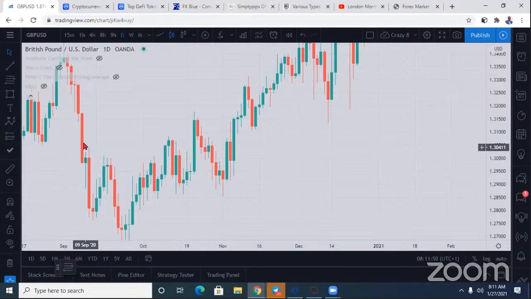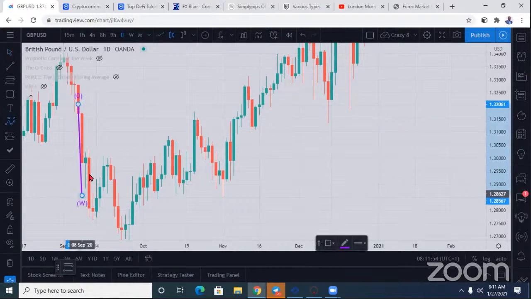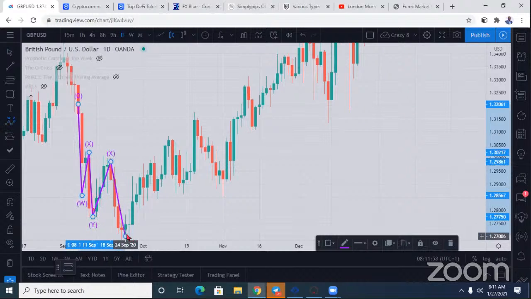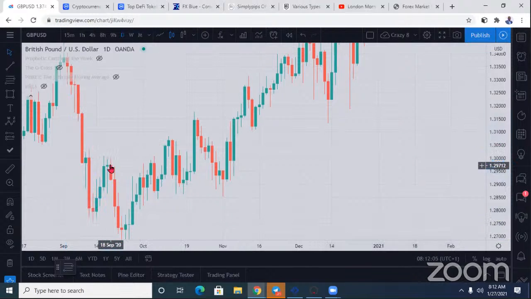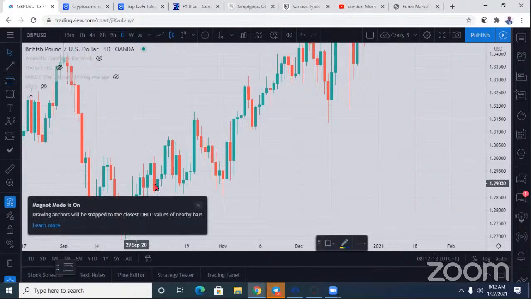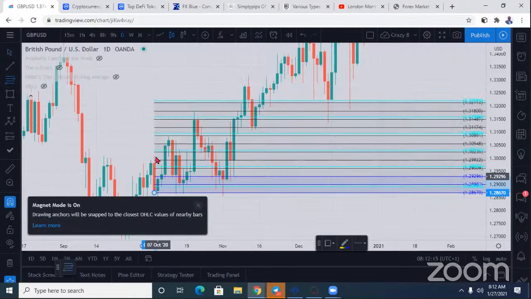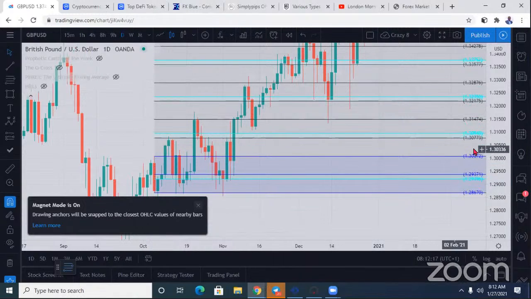Maybe I should do this. We had something like this. Then we had this push up that broke this point X. That was our break in structure. This was the last bearish candle responsible for this break in structure. All we need to do in this case is draw our fibs from this point to that point.